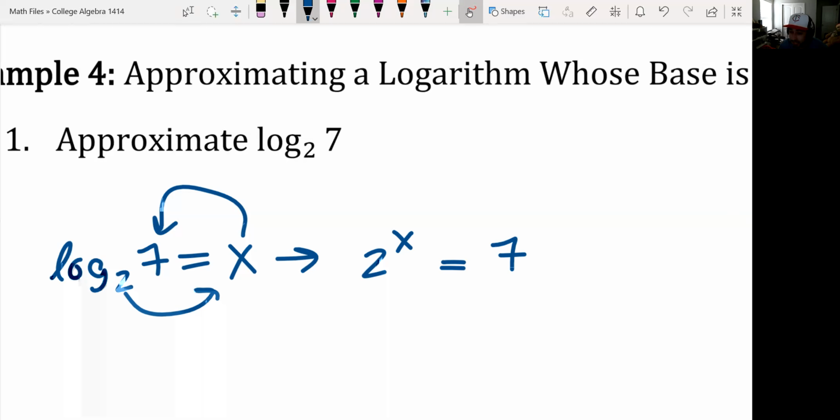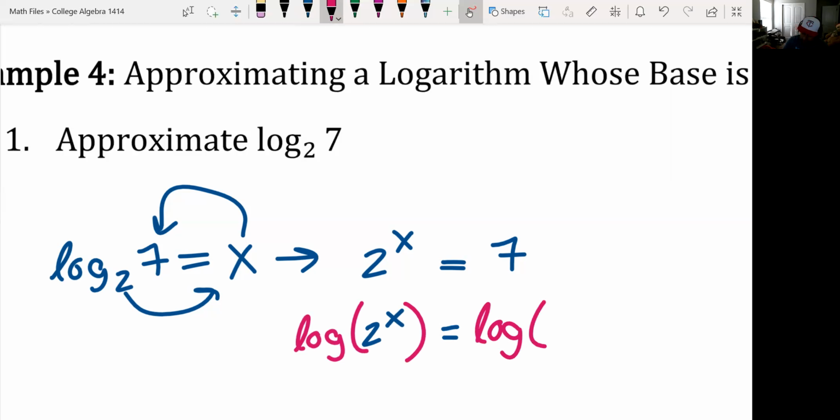But now, we run into an issue here. Can 7 be changed into a base of 2? And the answer is no. Not unless we know what that x value is that makes 2 and 7. So now the only way to solve this is to apply logs to both sides of the equation. So what we're going to do is say log of 2 to the x equal to log of 7. So we compose both sides with logs, or we apply logs to both sides.